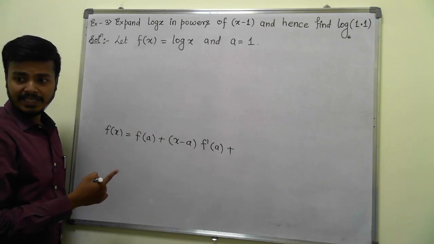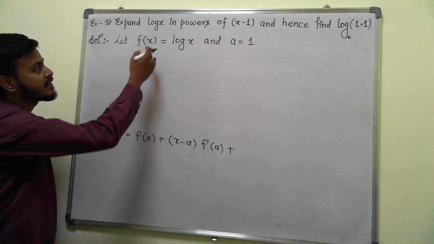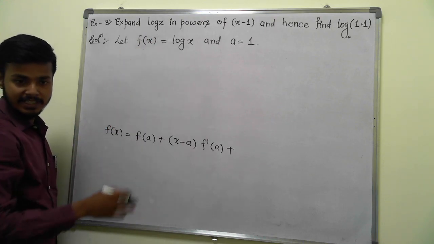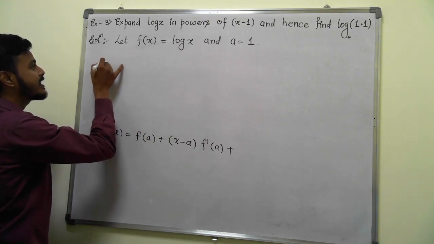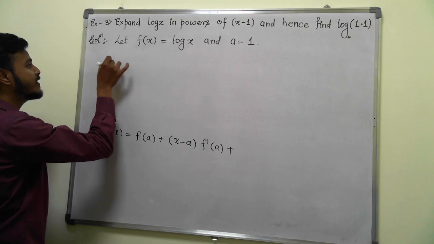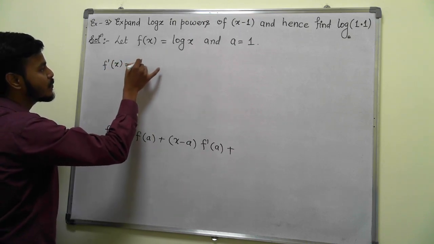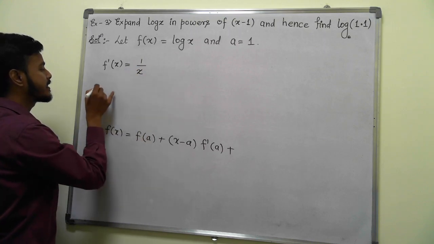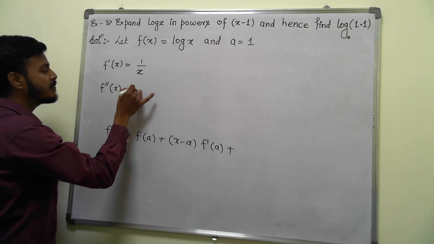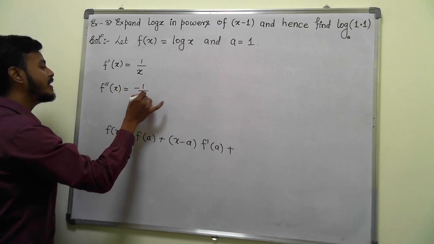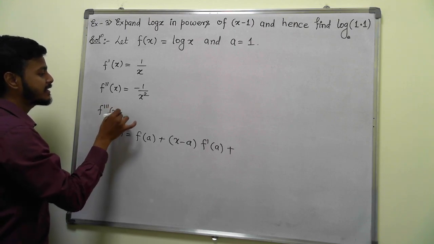If it is okay, then what we generally do in the problems of Taylor's series is keep on finding two or three derivatives. So let us find the differentiation of this. What is f dash of x? The derivative of log x is 1 by x. What is f double dash of x? The derivative of 1 by x is minus 1 upon x square. What is f triple dash of x?